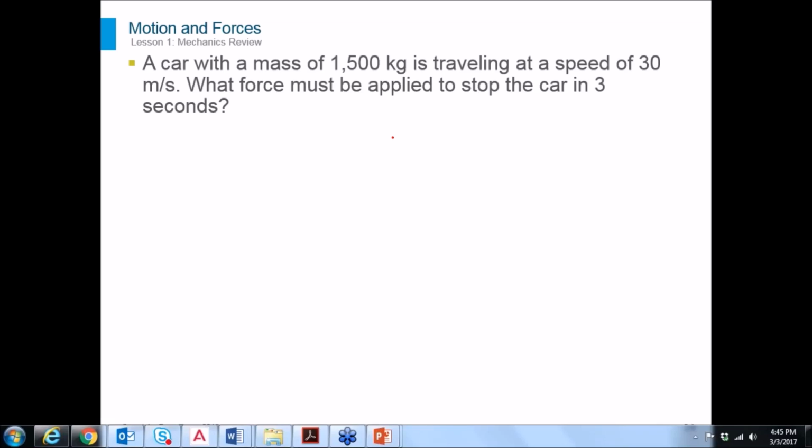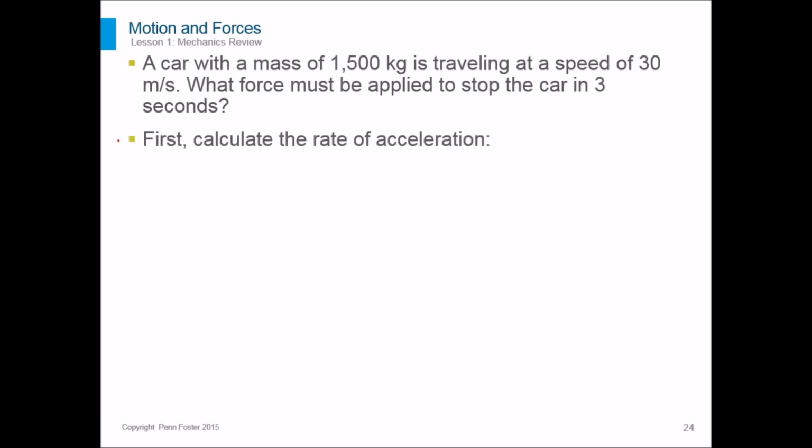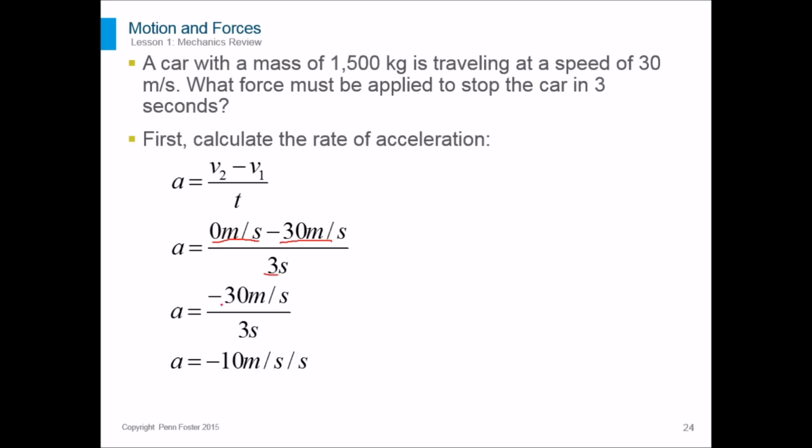So remember, we can't just jump in to use the Newton's second law equation because we don't know acceleration yet. So first we solve for acceleration. Our formula: acceleration is v2 minus v1 divided by t. So acceleration is our ending velocity of 0, because it slows to a stop, minus our starting velocity of 30, divided by 3 seconds. So 0 minus 30 is negative 30, divided by 3 seconds, and so acceleration is negative 10.